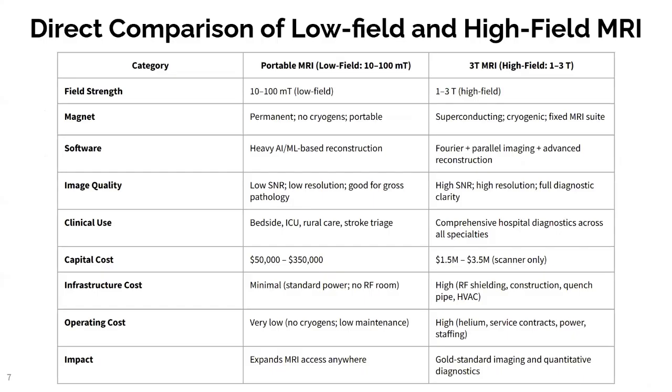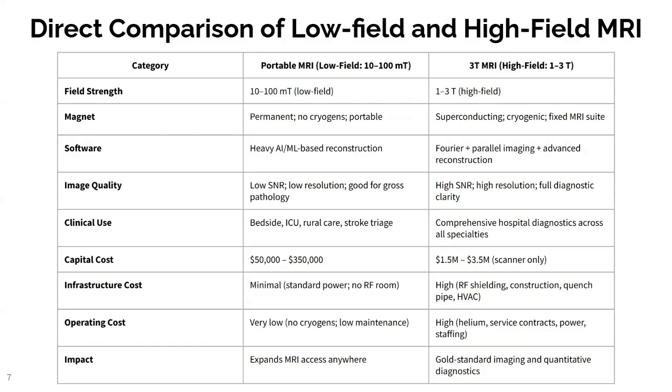Next slide, please. For the direct comparison of low to high-field MRI, the low field is the 0.1 Tesla and the high field will be 3 Tesla for our model. The large difference in field strength shapes almost everything else about it. On the software side, portable MRI relies heavily on AI-based reconstruction to compensate for its lower SNR. High-field MRI uses established Fourier and parallel imaging methods with much higher baseline signal.